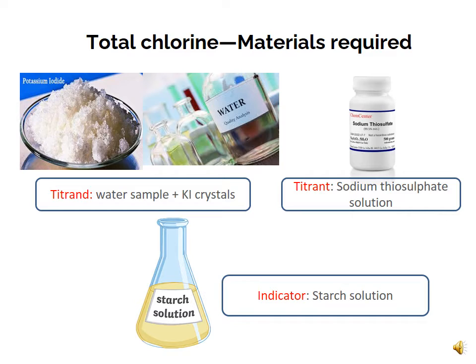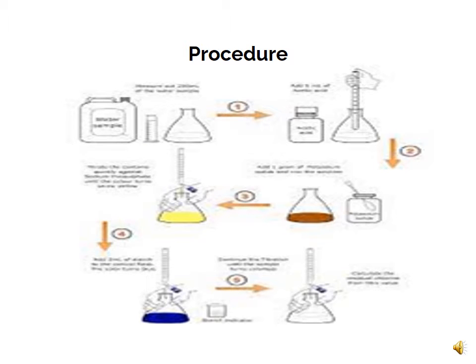The first one is the determination of total chlorine concentration. We use the water sample in which chlorine is present and we add a small amount of potassium iodide crystals in it. The titrant is sodium thiosulfate solution. The indicator is the starch solution. These are the basic steps of the procedure.